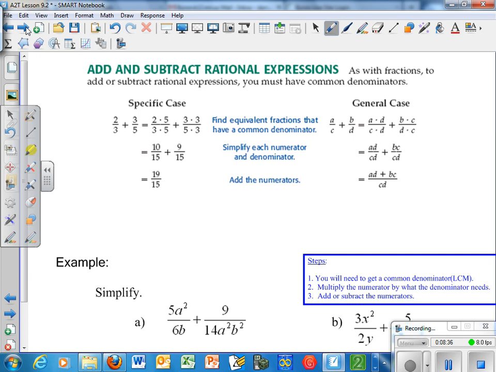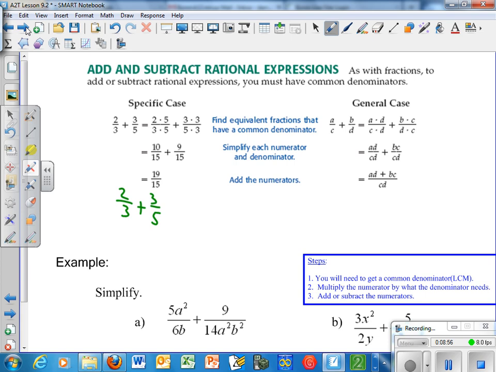Alright, now let's get into actually adding and subtracting. Remember the rules for adding fractions. So let me just go through this. 2/3 plus 3/5. When you're adding, and you can't use your calculator here with algebraic fractions, you have to know how to find common denominators.